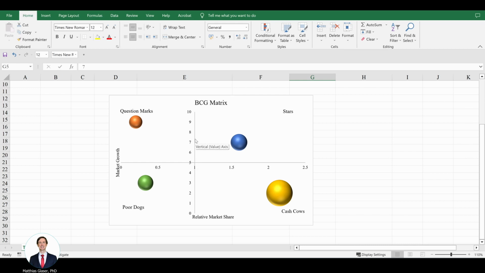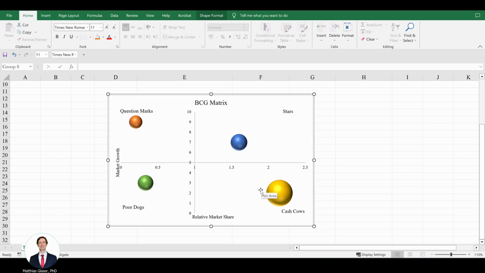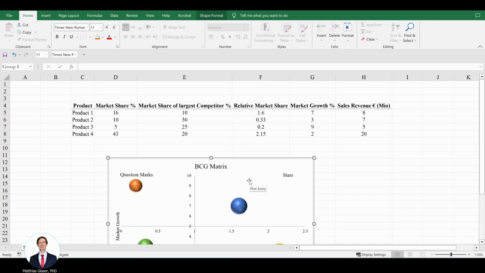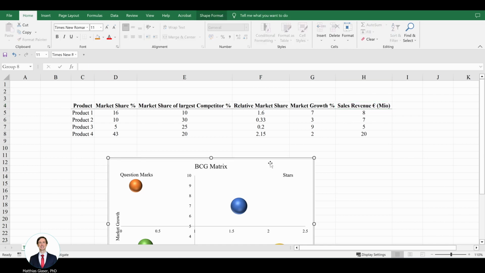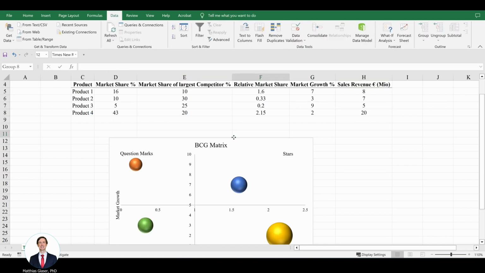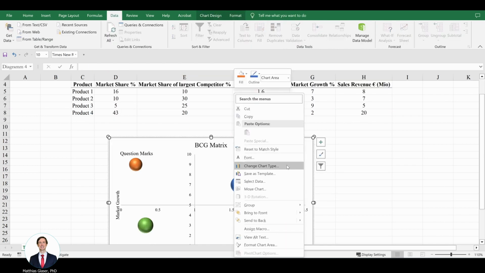Finally, you can add other information or indicators to your matrix. For instance, I added sales to determine the size of the bubble, which is a relevant indicator when considering how your product contributes to the overall success of your business. So when you have all the data, for example, we have here the relative market share, the market growth, and the sales revenue, you just need to put this into a chart, right? And let Excel plot it for you.